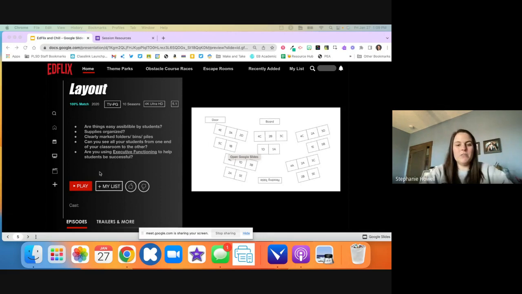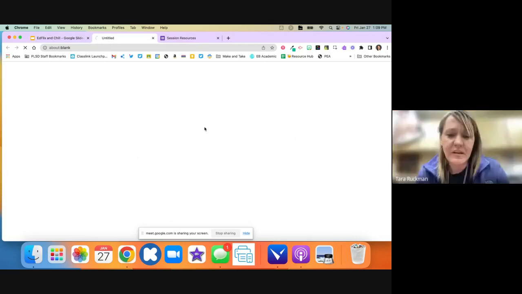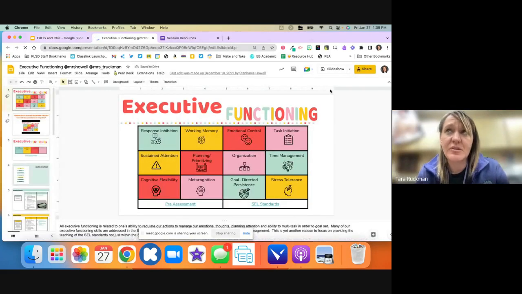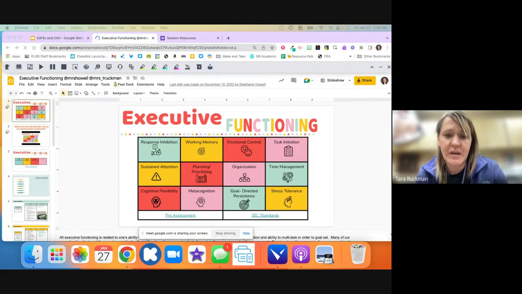But another thing that we want you to think about is executive functioning. When it comes to executive functioning, do students have the skills to be independently successful in your classroom? Executive functioning has so many pieces and parts to it. When we start talking about executive functioning, these are many skills that we have here. What is their response inhibition, their working memory, their emotional control?